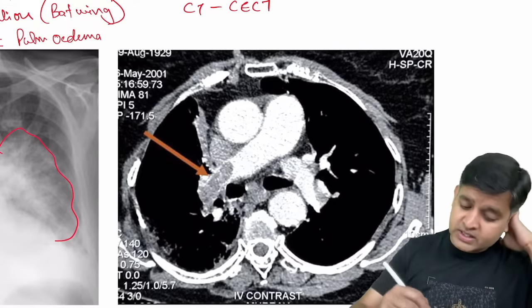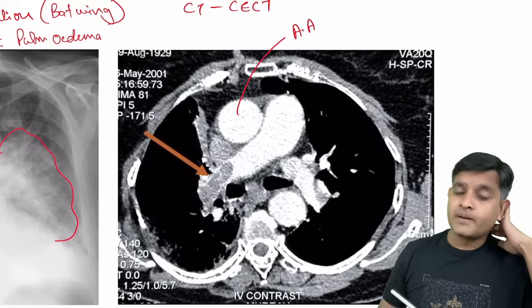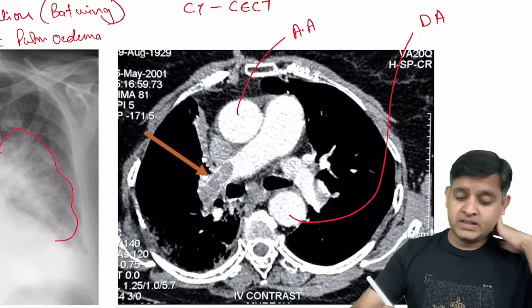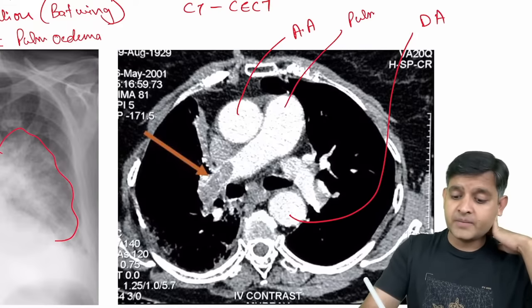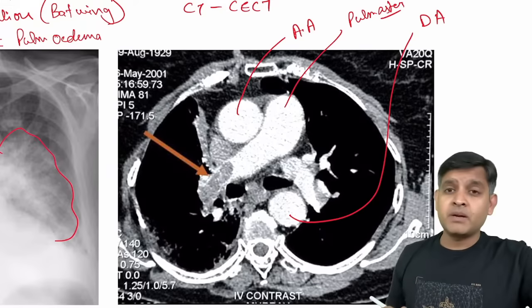What are the structures? What is this structure? This structure is ascending aorta. What is this structure? This structure is descending aorta. What is this structure? This is pulmonary artery. Ascending aorta, descending aorta, and pulmonary artery.